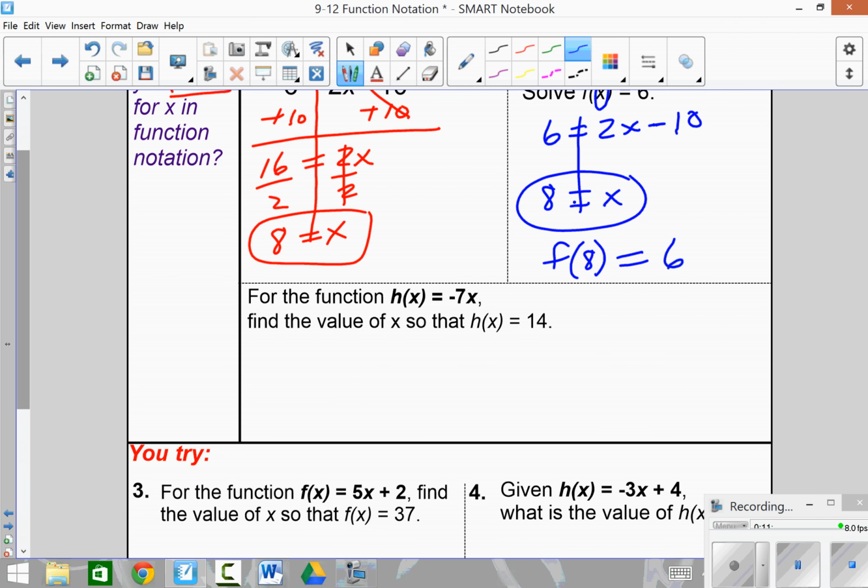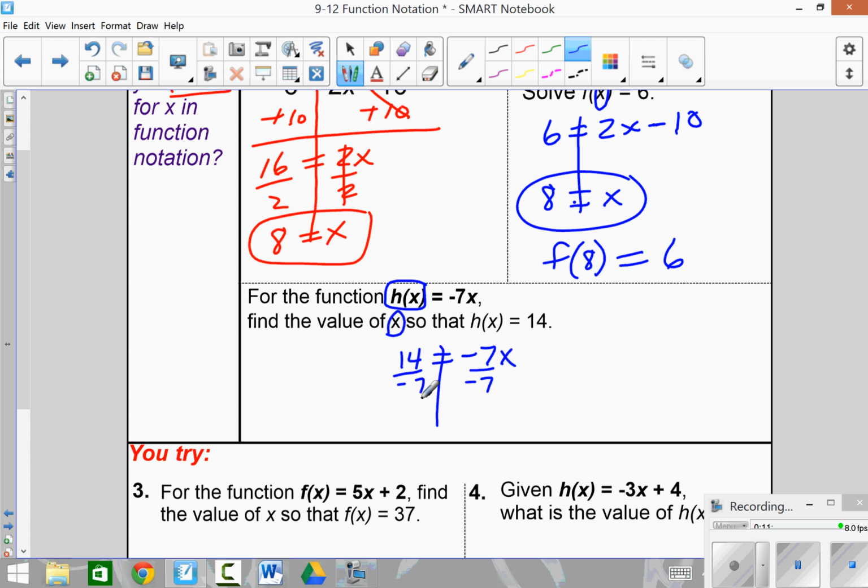Let's try another one. For the function h of x equals negative 7x, find the value of x. So find the value of x so that h of x equals 14. So in other words, they're telling you h of x equals 14. So here's h of x. It equals 14. So what I'm going to do is I'm going to write 14. This equals 14 equals negative 7 times x.